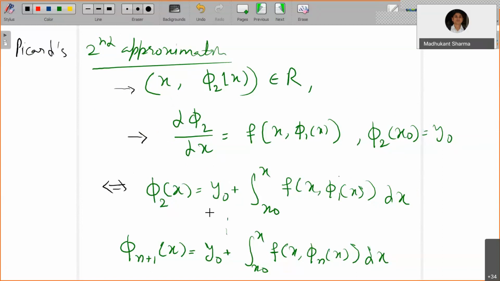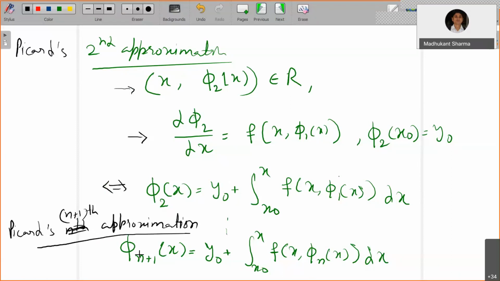Likewise you can proceed, and then Picard's nth approximation is given by, so this is actually the n plus 1th approximation, phi n plus 1 of x equals this. You can follow the procedure here.